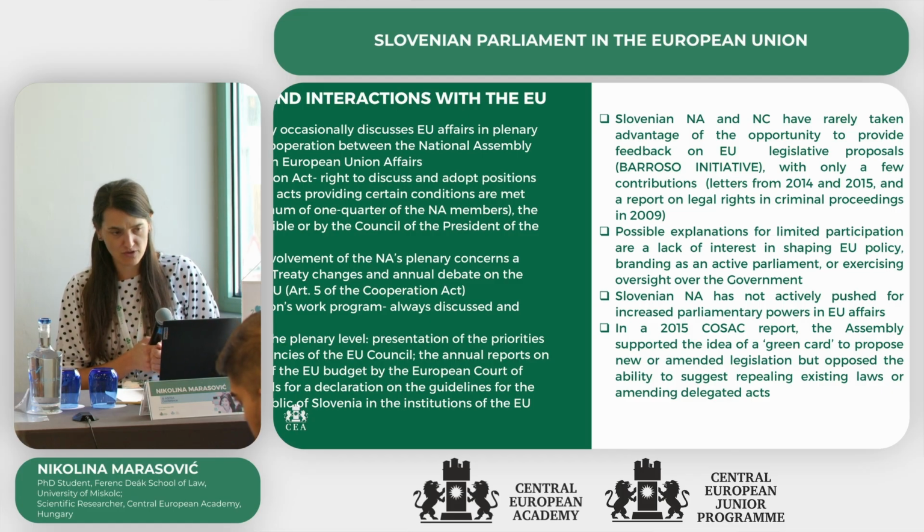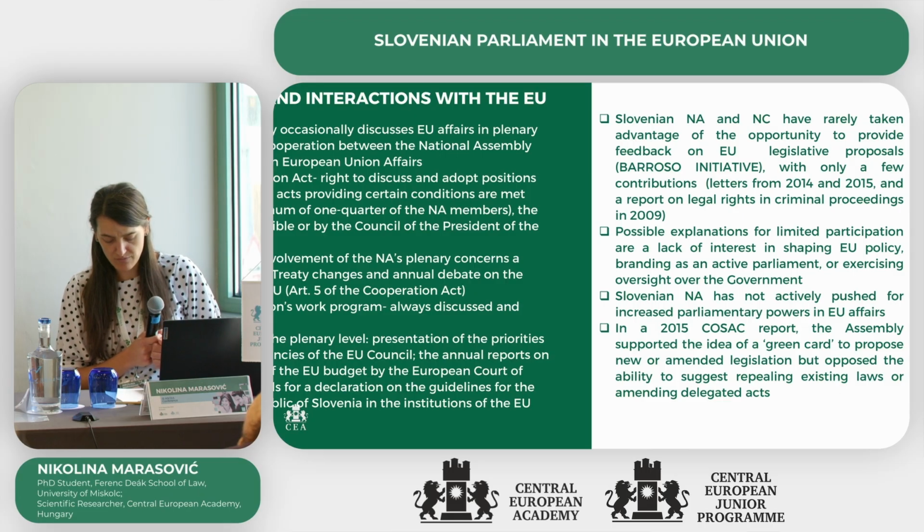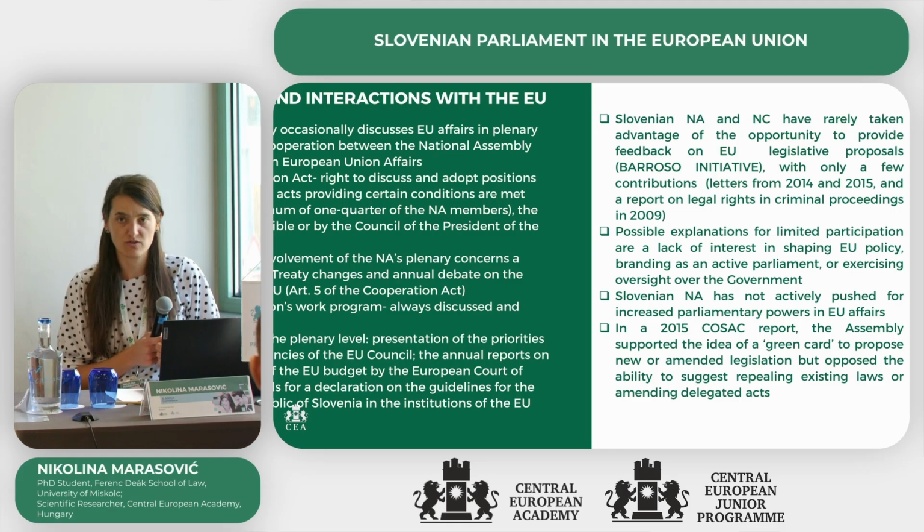When it comes to the role of the National Council, the Council, when it comes to questions of EU affairs, discusses only the following items at the plenary level, such as the presentation of the priorities of the rotating presidency of the EU Council, the annual reports on the implementation of the EU budget by the European Court of Auditors, and proposals for a declaration on the guidelines for the operation of the Republic of Slovenia in the institutions of the EU.